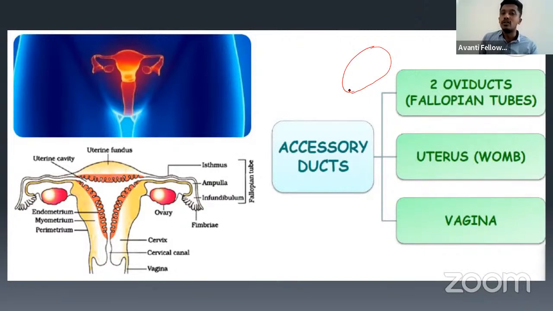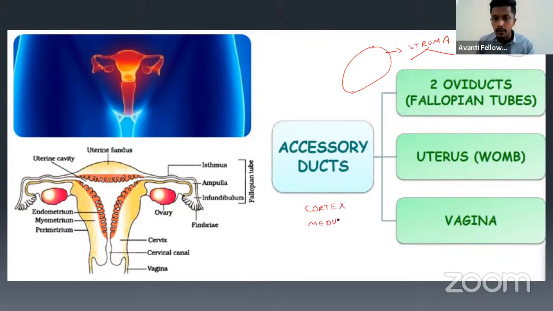The outer layer is more serous and tough. The inner layer, the albuginea, encloses something called the ovarian stroma. The ovarian stroma can be divided into two important regions. What are those regions? Ovarian cortex, and we have ovarian medulla.